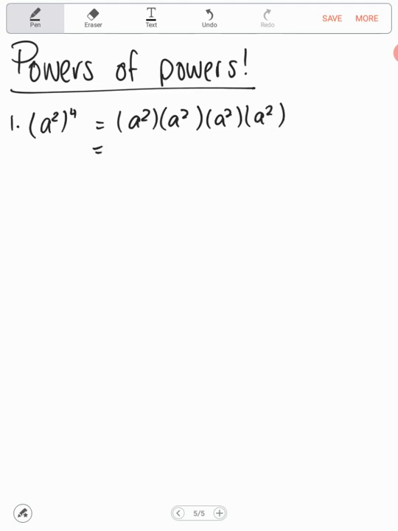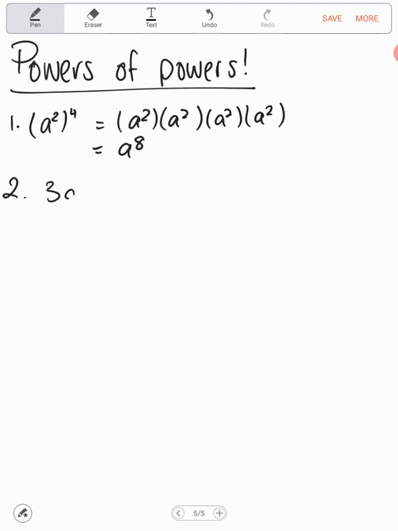Now we remember from the previous lesson that when we are multiplying powers together, we just add them. So because these are all a squared, we're just going to go 2 plus 2 plus 2 plus 2, which is 8. So it's a to the power of 8. Simple enough. Right, what happens if we have a number?